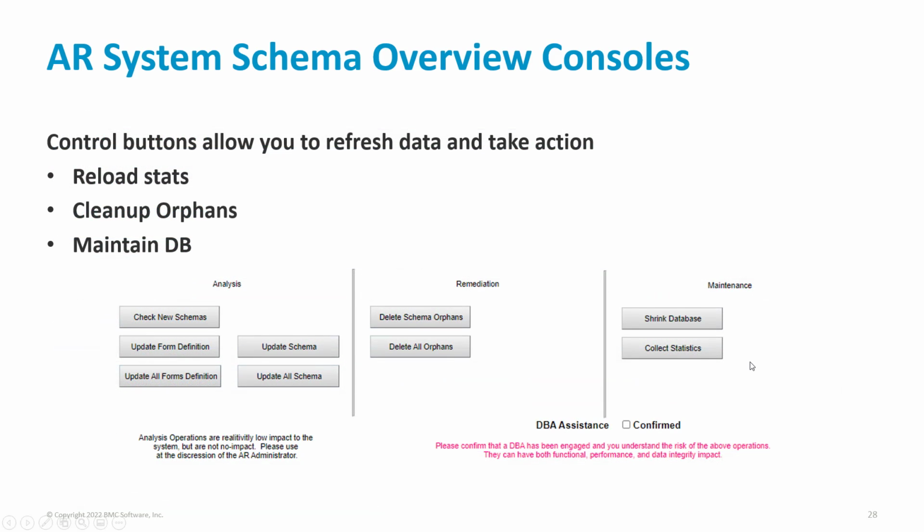At the bottom of the consoles, underneath them, is all the control buttons. So these buttons allow you to reload the statistics, to clean up your orphans, either based on a form or all the forms, and then maintain your database by doing a shrink or even collect new statistics.